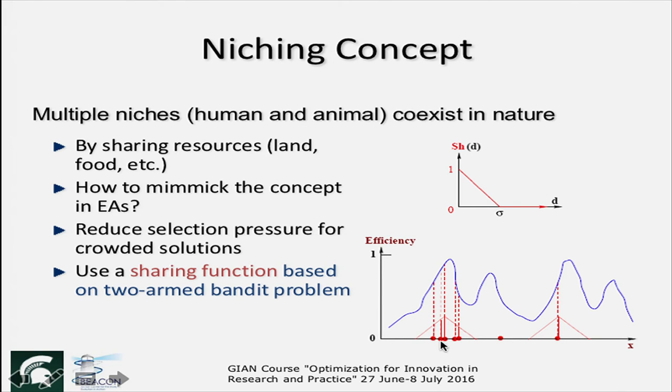Once you have that, now if I have a few population members on the same landscape, and my goal is to find all the optima, each one of them, he says, go around and look into the population, how many are within sigma of yours.